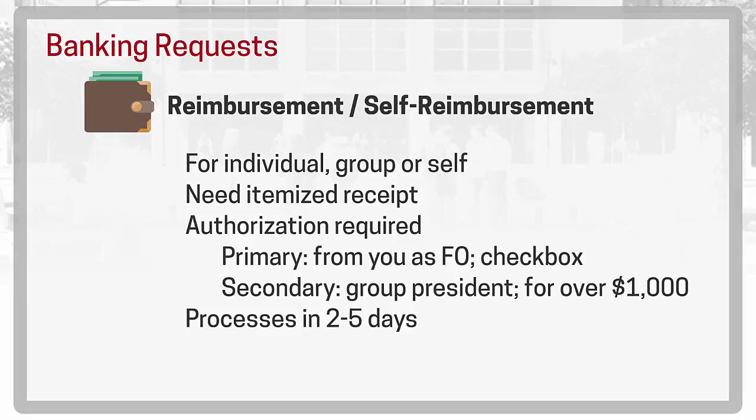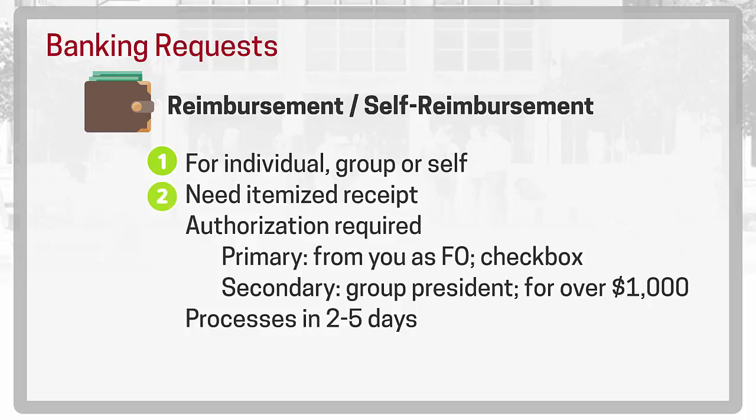A reimbursement request is used to reimburse an individual in the group for a group-related purpose. For example, reimbursing someone for their purchase of chips and dip from Safeway for a group meeting. A self-reimbursement request is essentially the same, only you, the financial officer, bought the chips from Safeway, so you'll submit the request to reimburse yourself.